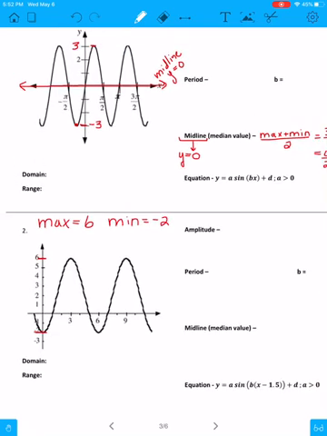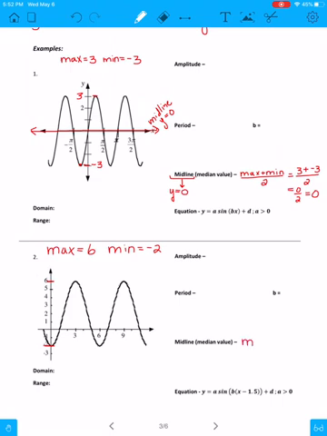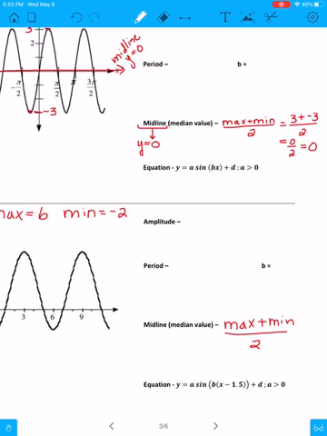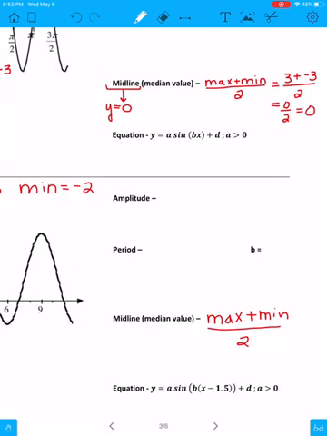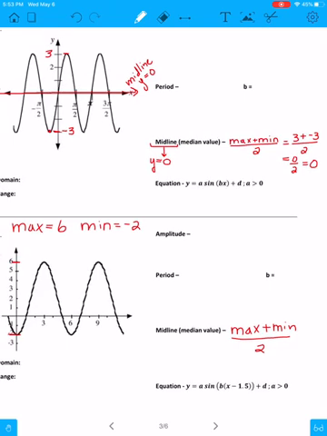Then we go to do our midline. Our midline is max plus min divided by 2. So when we fill those in, we're going to get 6 plus -2, because our max is 6 and our minimum is -2, divided by 2, which gets us 4 divided by 2, because 6 minus 2 is 4. And 4 divided by 2 is 2. So our median value is 2. Our midline, we're going to write down here every single time, is y equals 2.